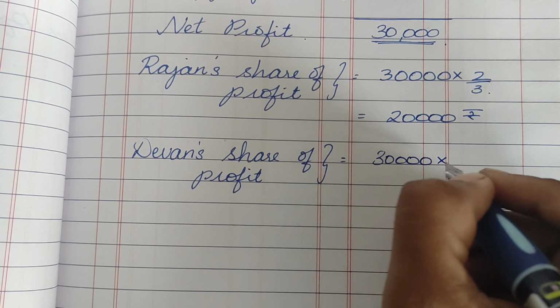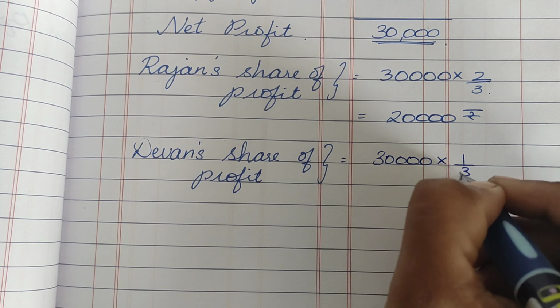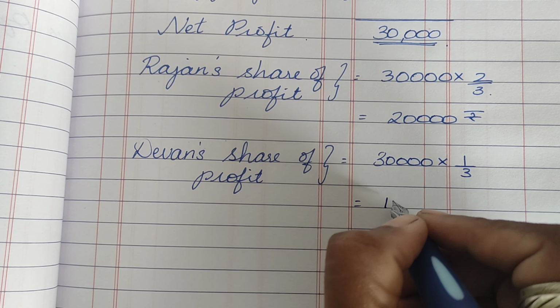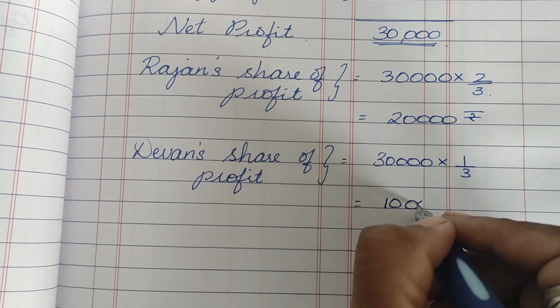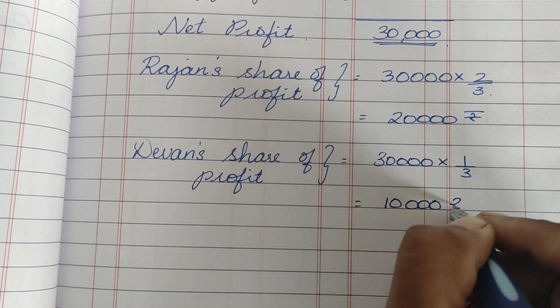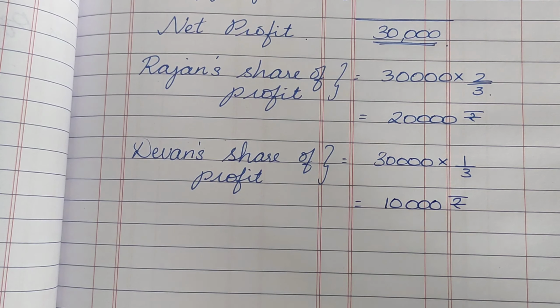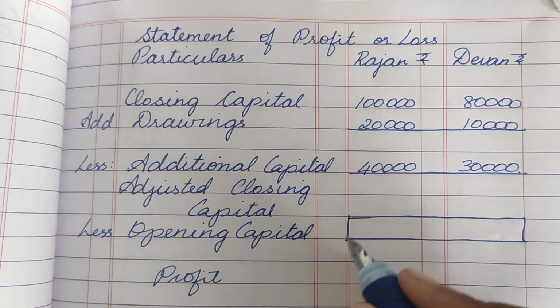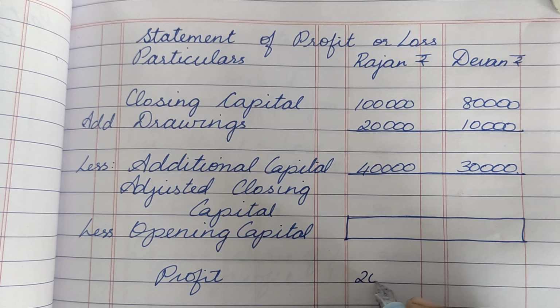So when we try to calculate the opening capital, start looking into the sum where the missing figure is. The missing figure is at the bottom of the sum. So start the sum from the top. So I'm going to add the closing capital and the drawings of Rajan and Devan. So let's do column wise. So let's finish Rajan first.